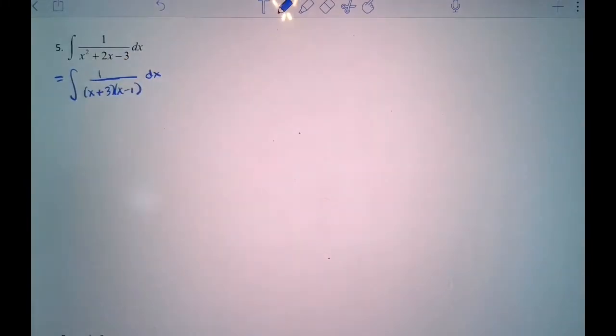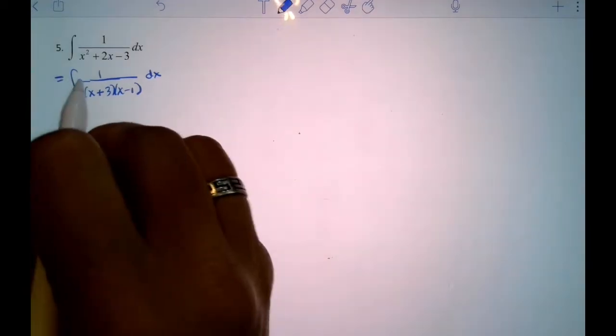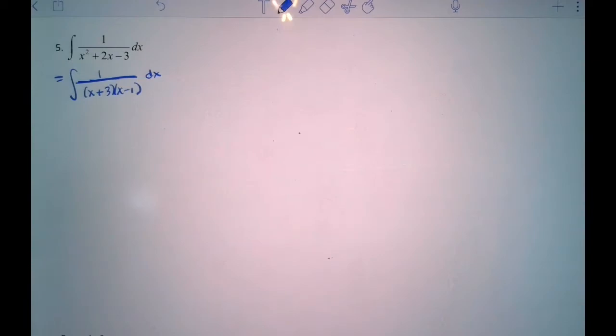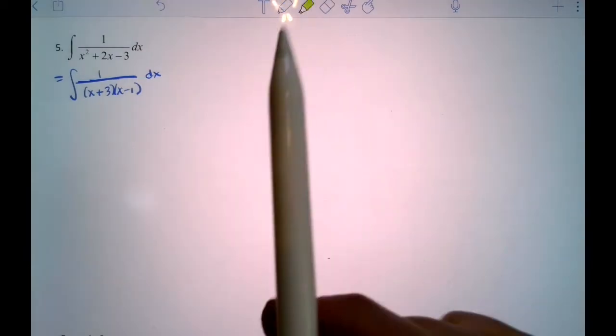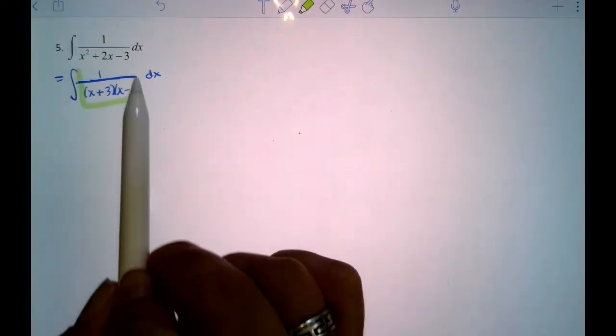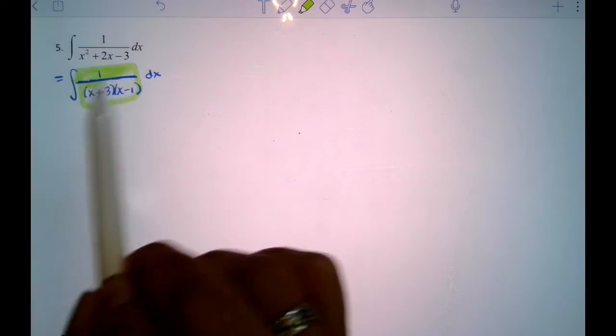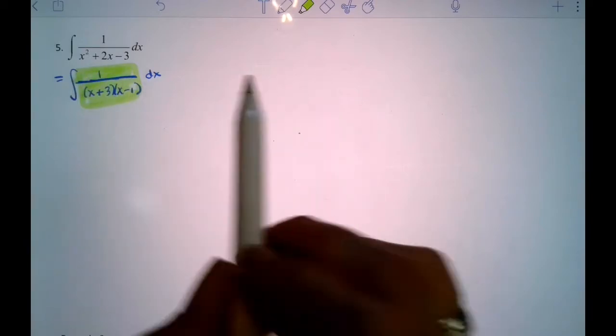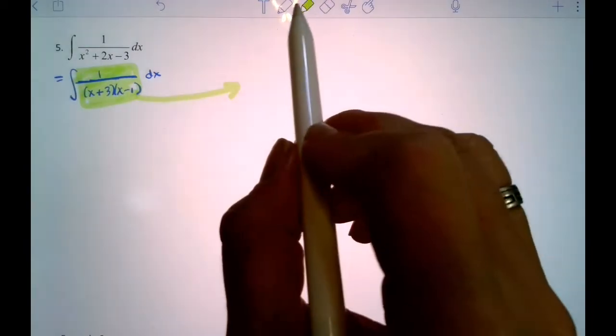Okay, so you've already ruled out some of your other techniques, and now we're going to decide to do partial fraction decomposition. Well, what does this mean? I would really like to break this up into smaller pieces. So I'm going to take this expression and work on it, just off to the side.